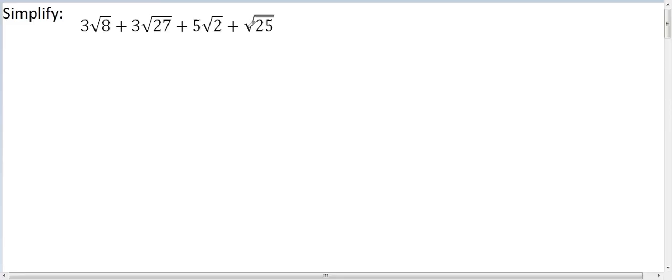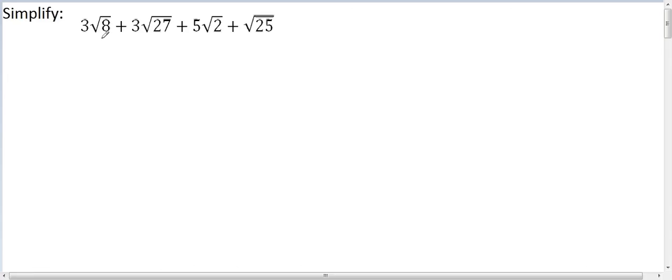We need to simplify the expression 3 multiplied by the square root of 8 plus 3 multiplied by the square root of 27 plus 5 times the square root of 2 plus the square root of 25. If we compare the four radicands 8, 27, 2, and 25, since they don't match up, it initially appears as if we can't really simplify this expression further. But let's take these square roots individually and see if we can simplify them first.